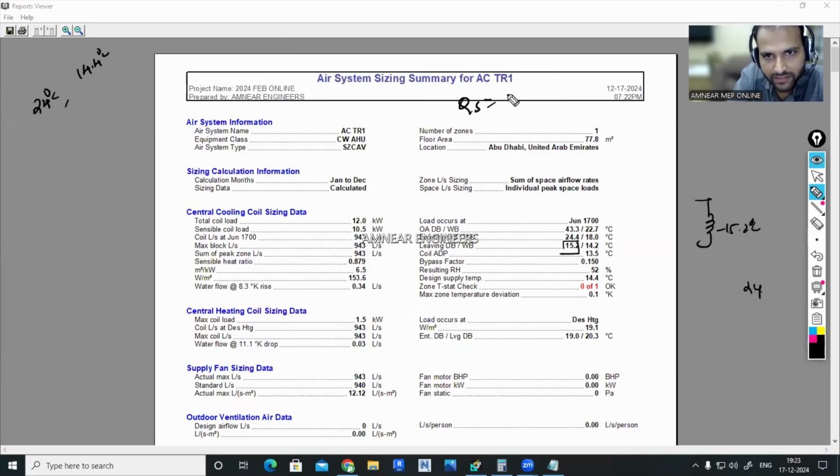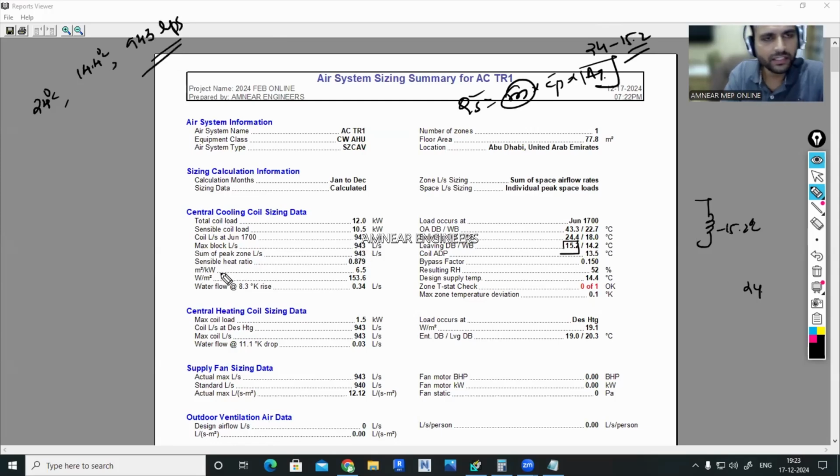So from that equation, as I told, Q is equal to M into Cp into delta T, correct? Cp is constant, and the room sensible load is constant. The delta T in this case will be 24 minus 15.2. So in this case, how much airflow rate will I get? 943 liter per second. This value sometimes will be higher.